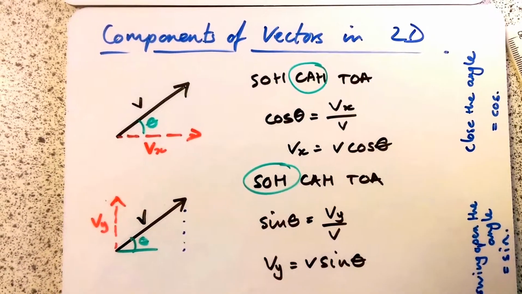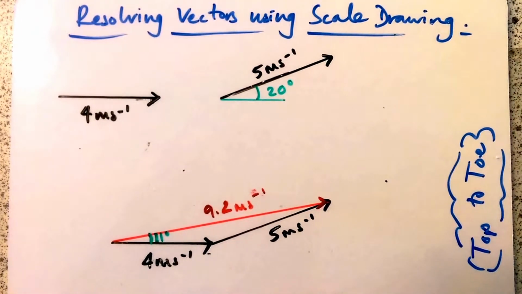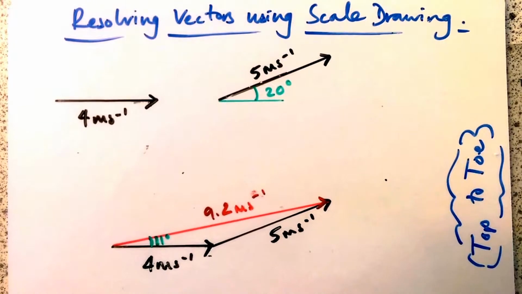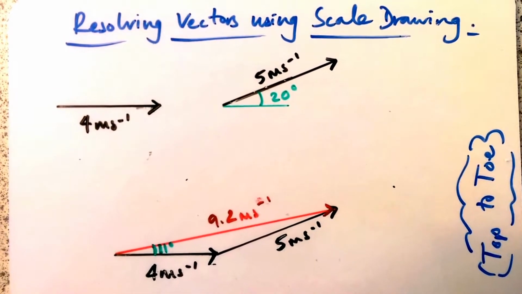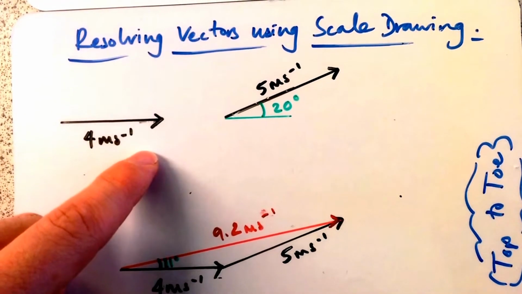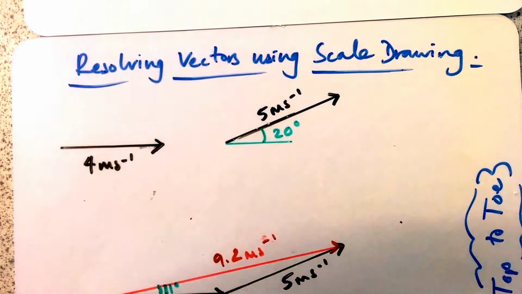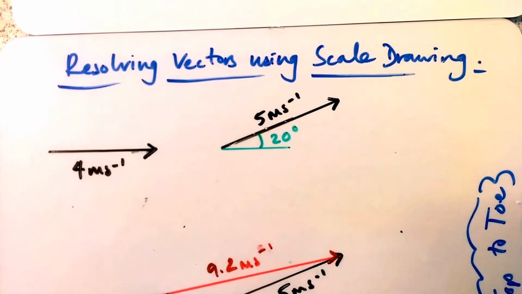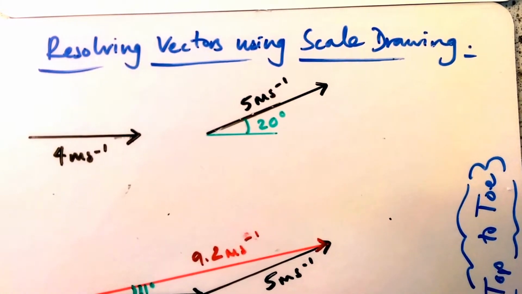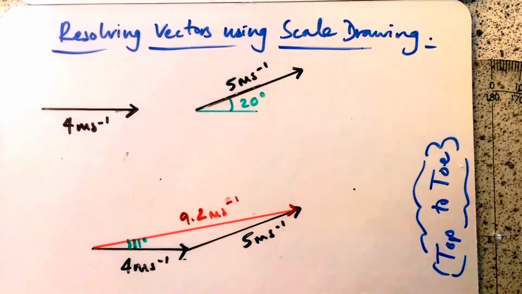One last thing then, if you're given 2 vectors and they're not at right angles, you can work through some algebra, but you're not expected to at this level. You can actually use something called scale drawing. So here I've drawn with a ruler 4 meters per second, that's represented by 4 centimeters. Here 5 meters per second, represented by 5 centimeters. But that's at an angle 20 degrees. So I can't just add them together because they're not in one dimension. So I need to use a scale drawing.